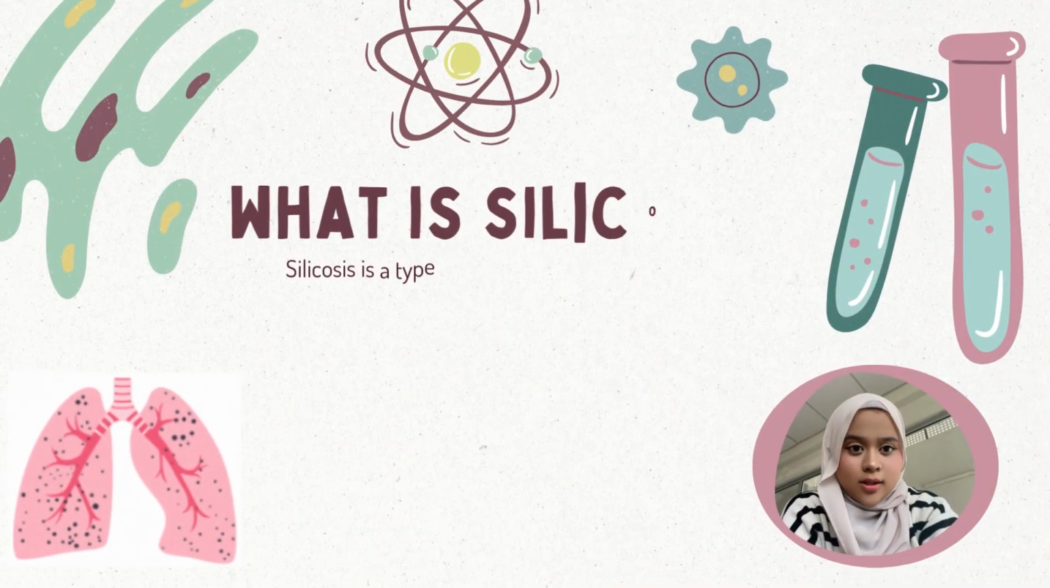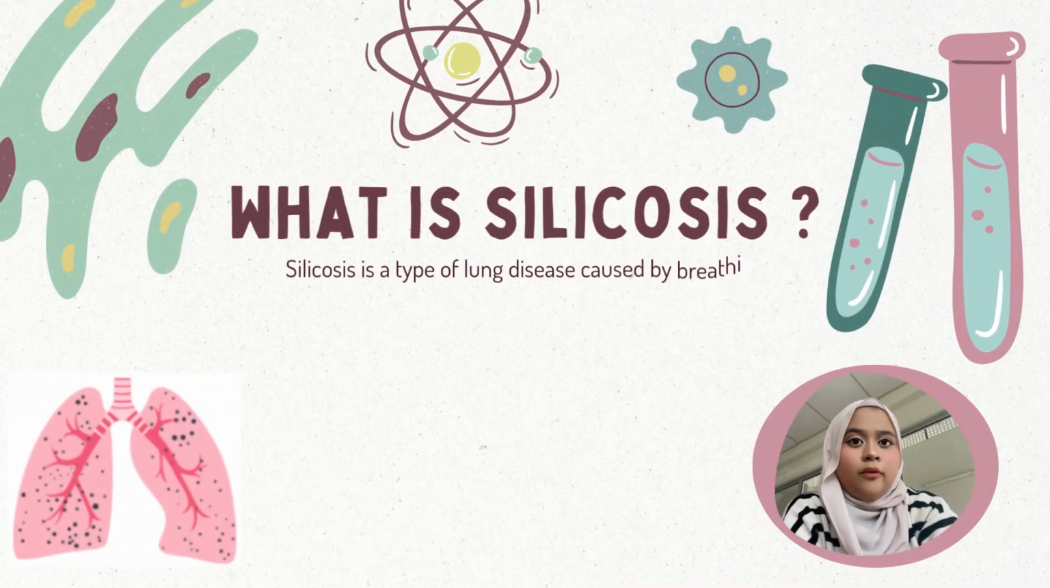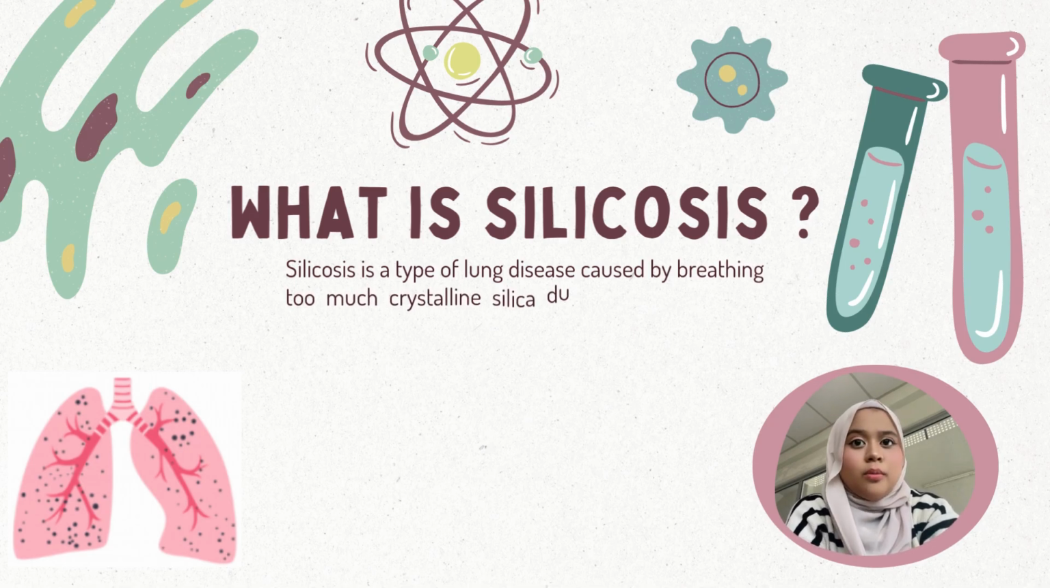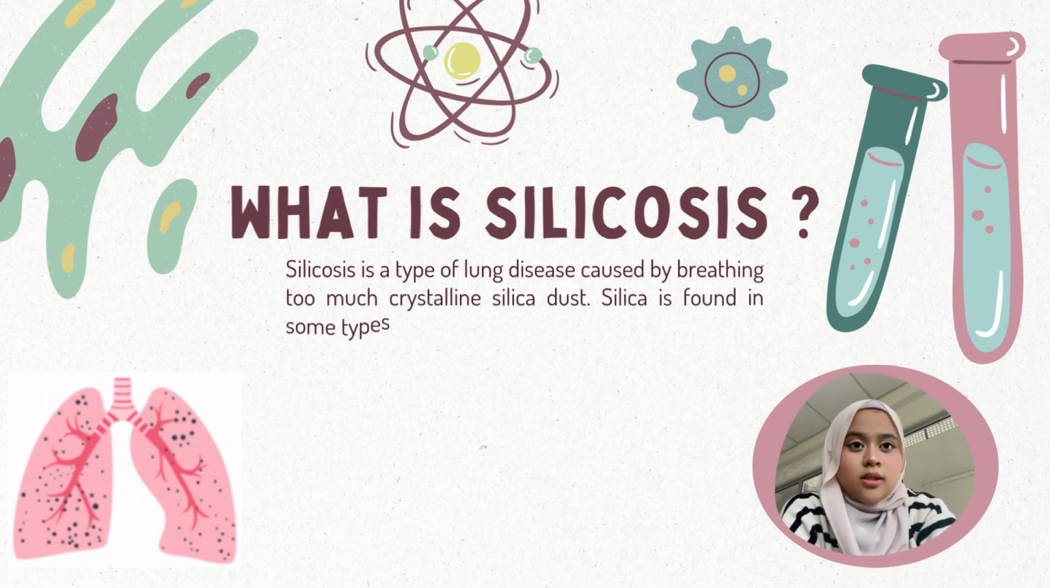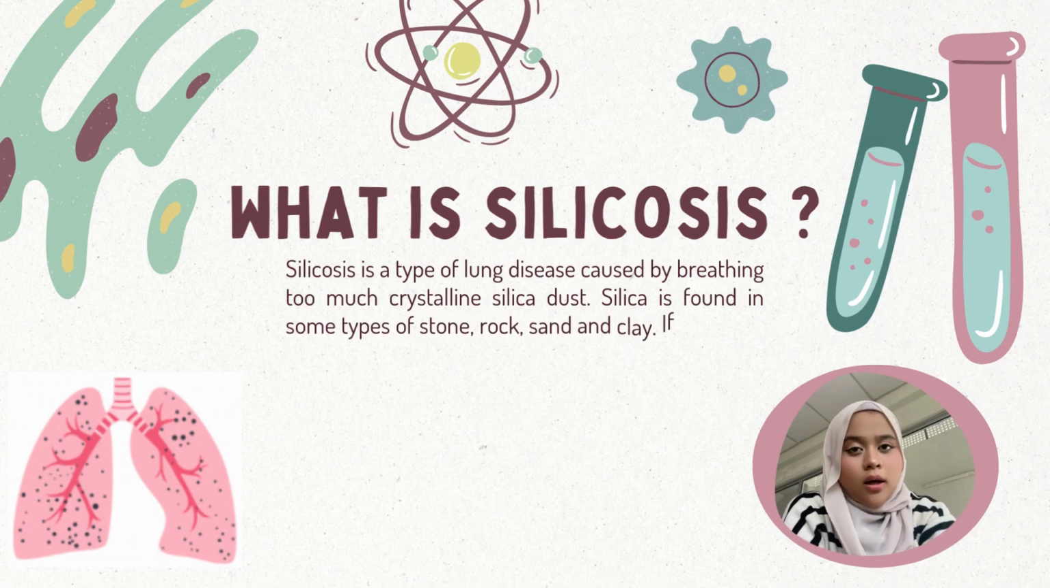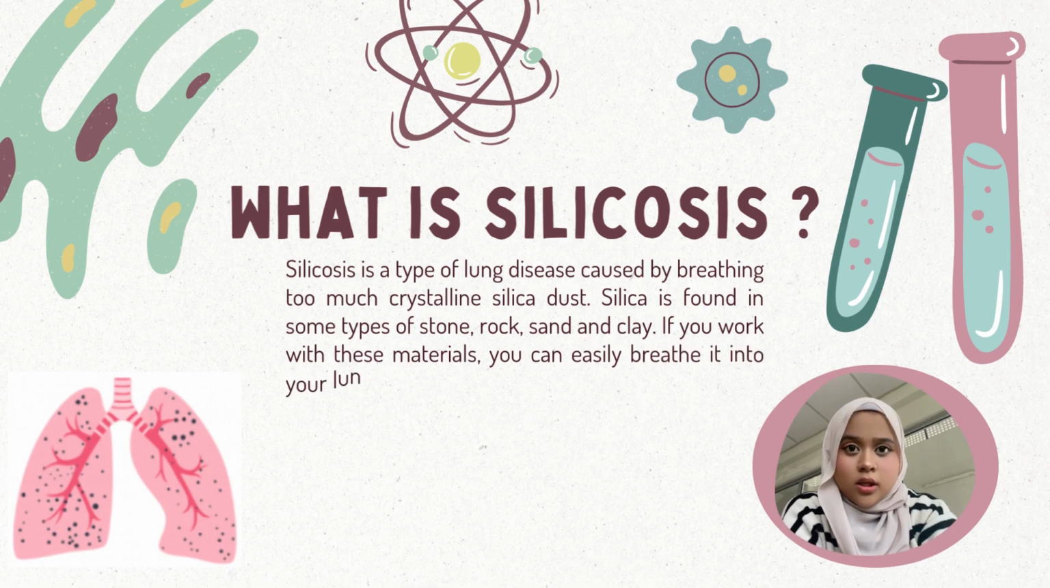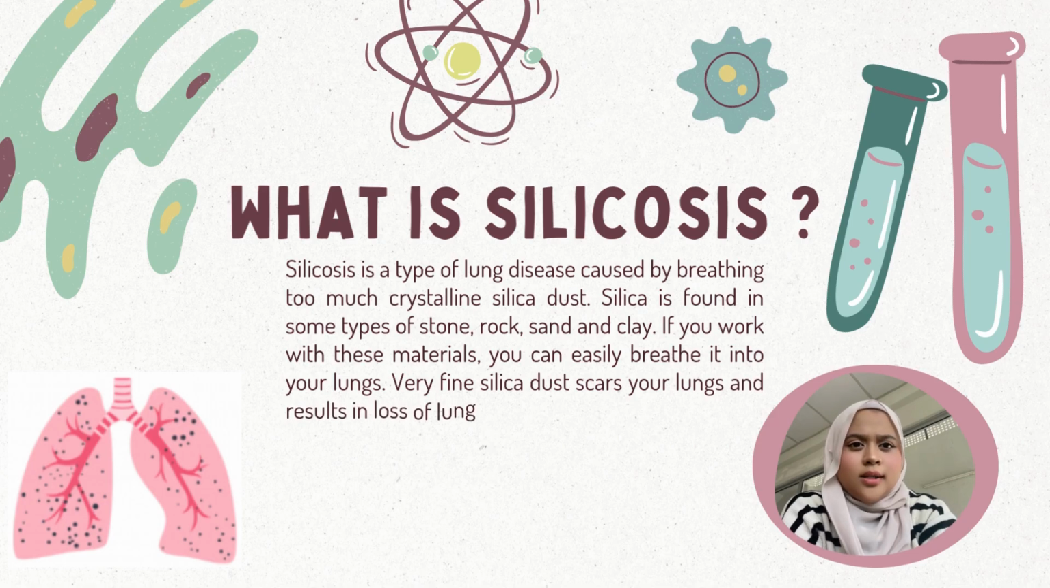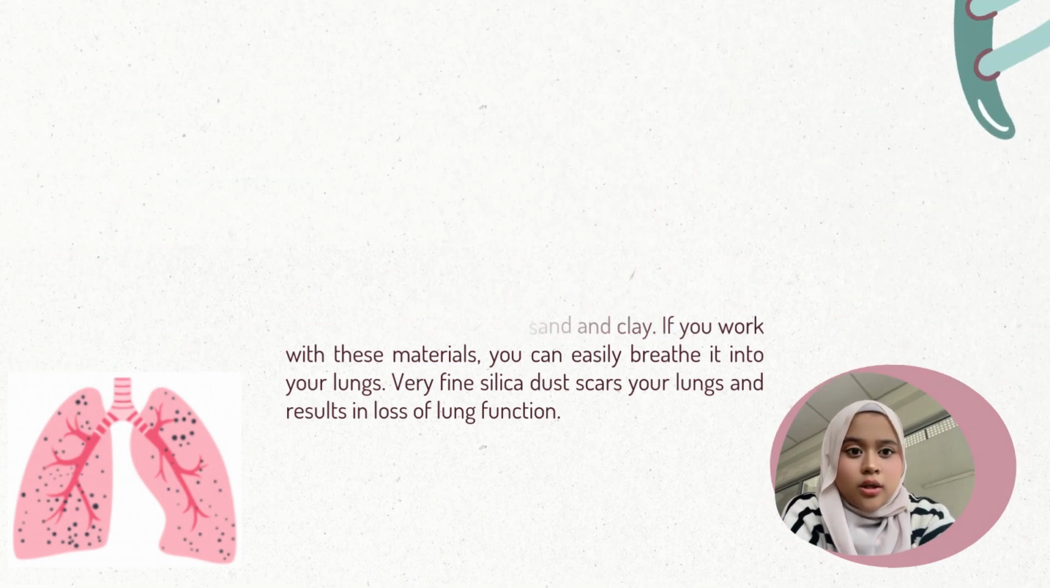So what is silicosis? Silicosis is a type of lung disease caused by breathing too much crystalline silica dust. Silica is found in some types of stone, rock, sand, and clay. If you work with these materials, you can easily breathe it into your lungs. Very fine silica dust can scar your lungs and result in loss of lung function.